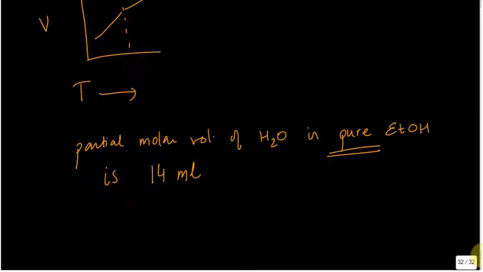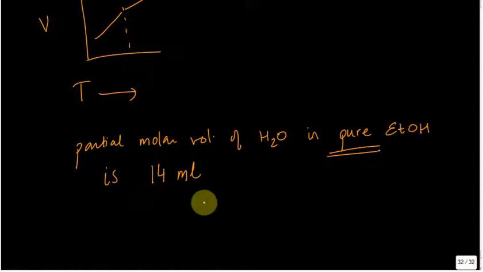So now, how do I define the partial molar volume of any substance? That is what I did. I took a large amount of ethanol and I dropped a very small amount of water in it. So that is the change in volume as I change the number of moles of water. When I add a small amount of water, what is the change in volume?